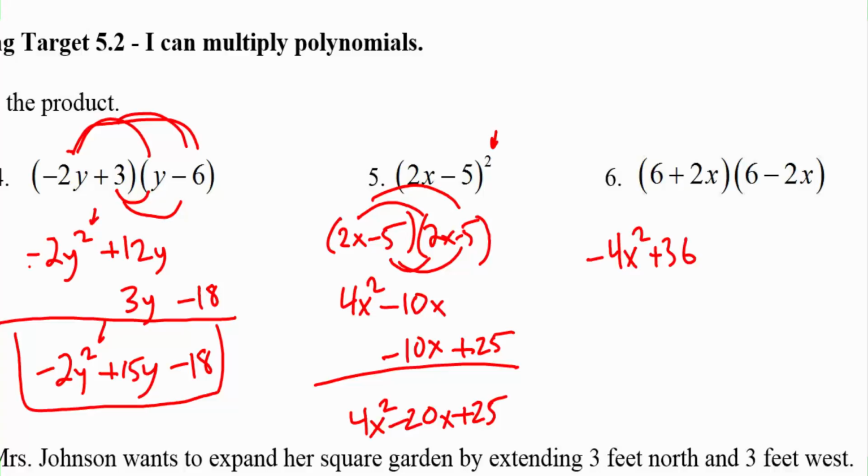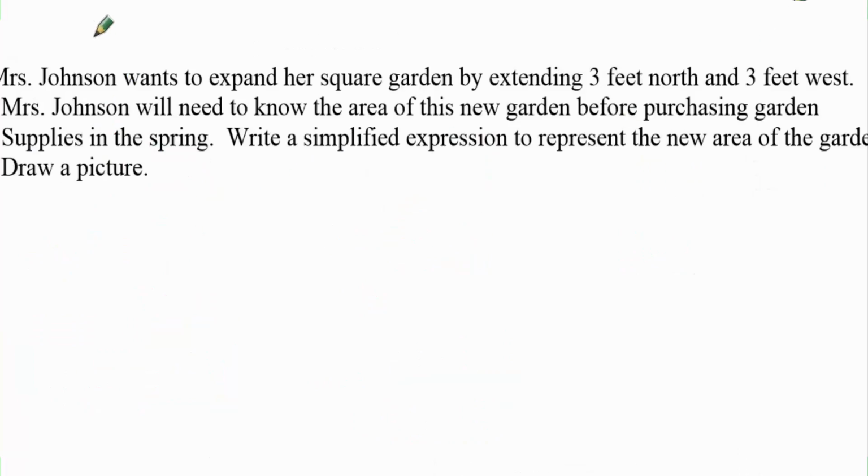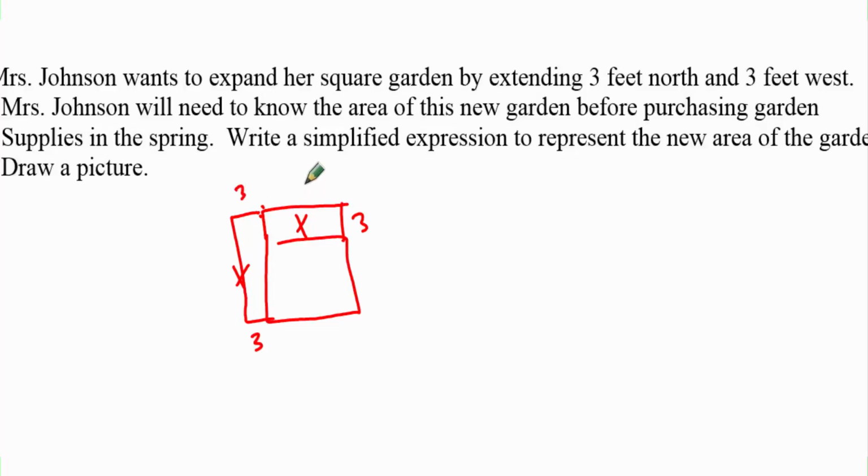All right, moving on. All right, so we've got a square garden, and we're going to extend this 3 feet north. So if it's square, this side's x and this side's x. Go 3 feet north and 3 feet west. So 3 north, and then 3 west. Okay. So this would also be 3, this would be 3, this would be x. We'll put the x on the outsides now. So this would be x here, this would be x here. And so all of our sides are going to be 3 plus x. And then this side will also be 3 plus x.